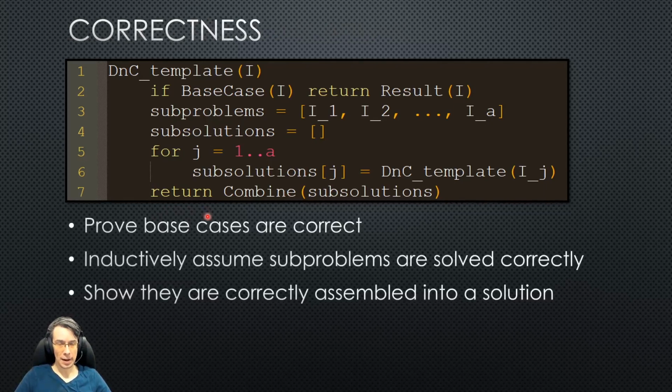Okay, so how do we talk about correctness? How do we reason about the correctness of a divide and conquer recursive algorithm? Well, really this isn't very different from how we think about correctness in general for recursive problems, which involves these steps. Proving that your base cases are correct, then inductively assuming that your subproblems are solved correctly, and showing if those subproblems are solved correctly, then we correctly assemble those solutions to subproblems into a solution for the larger problem.